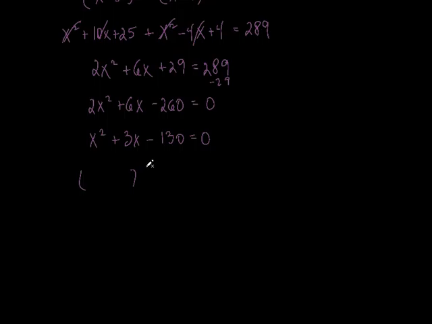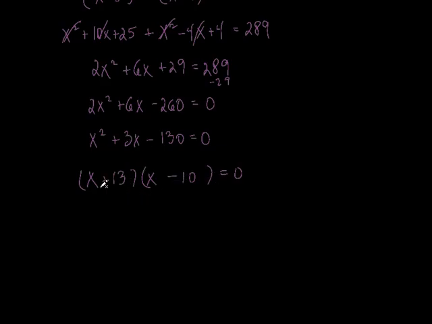If you look at this, this does actually factor pretty easily. So what multiplies to be negative 130 and adds up to be 3? Well, 13 and 10 work, so it would be positive 13 and a negative 10. Whatever is best for you. It multiplies to be negative 130, adds up to be a positive 3, and that's factored.